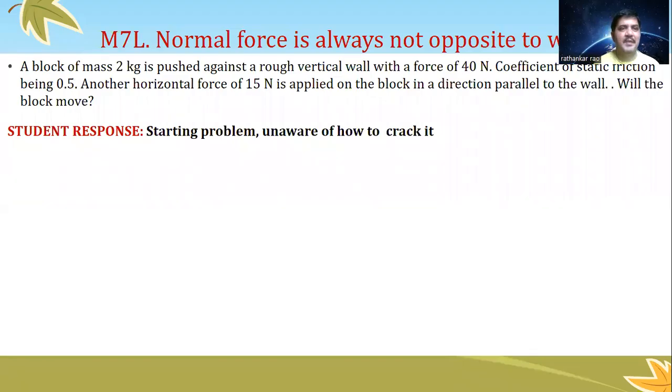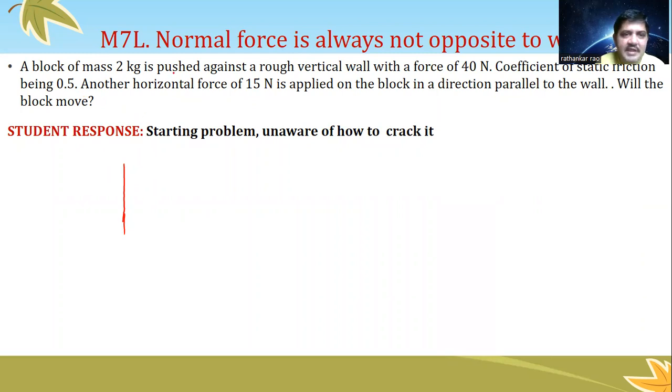Good morning. Okay, so a block of mass 2 kg is pushed against a rough vertical wall with a force of 40 Newton. A block of mass 2 kg. This problem, many students fail to understand. Let me explain what this is, and the way they usually do it. Then I'll go to the right way.